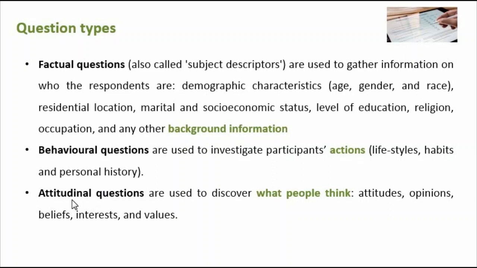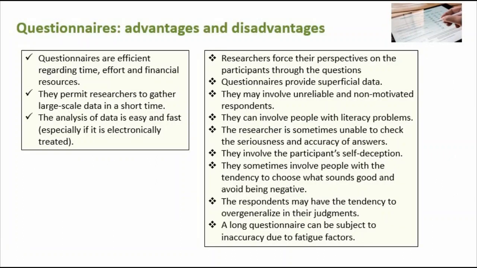The last category of questions according to their content are attitudinal questions. These are used to discover what people think, their attitudes, their opinions, their beliefs, their interests, and their values. Like any research tools, questionnaires have strengths and weaknesses. Firstly, questionnaires are very efficient regarding time, effort, and financial resources. That is to say, they are quicker and cheaper. They do not require the same skills as is the case of interviews.